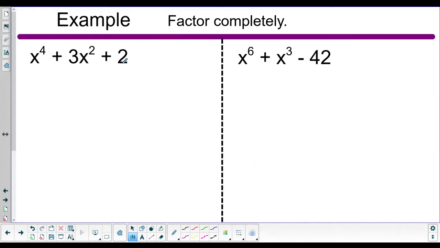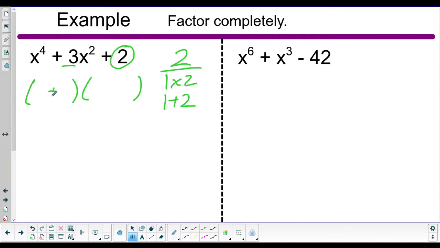But simple factoring, we're going to start by looking at the last number, the term without any x's, and look at its factors. 2's only factors are 1 times 2. And to get a 3 by adding or subtracting in the middle, we're going to do 1 plus 2. So this is going to factor to something plus 1 and something plus 2.